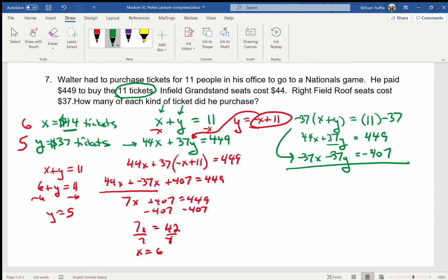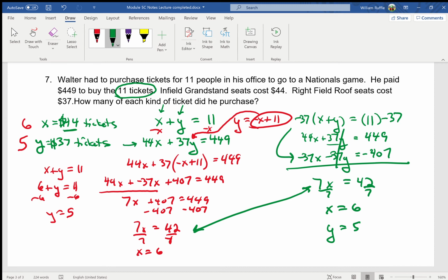And this math is going to look very familiar. 44x minus 37x is 7x. 37 minus 37, that's canceled. 449 minus 407 is 42. Pretty darn similar, isn't it? And I get x equals 6. I put it in, and then I get my y equals 5. Same answer either way.